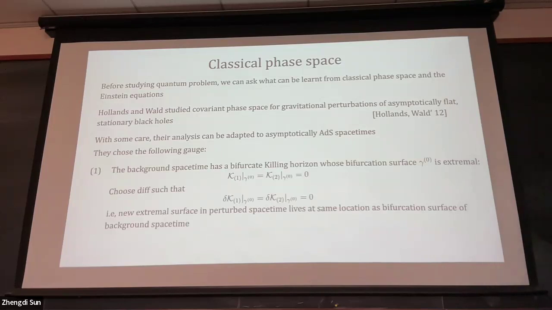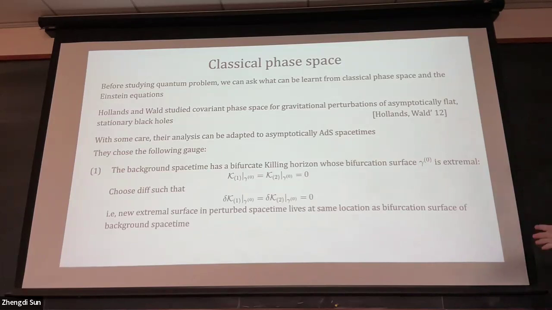And they chose a particular gauge to do their analysis. So what is the gauge? You take the classical bifurcation surface, which I've been calling the extremal surface. These are the same thing for spacetimes with a bifurcate Killing horizon. So you take the bifurcation surface gamma 0, which is the extremal surface.